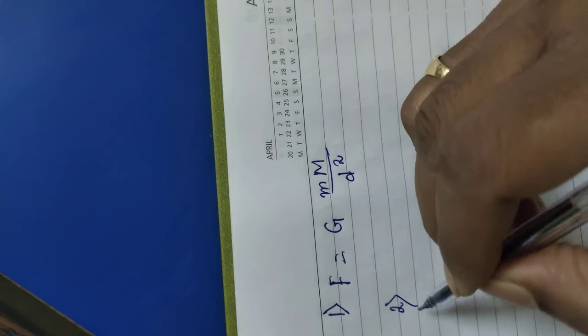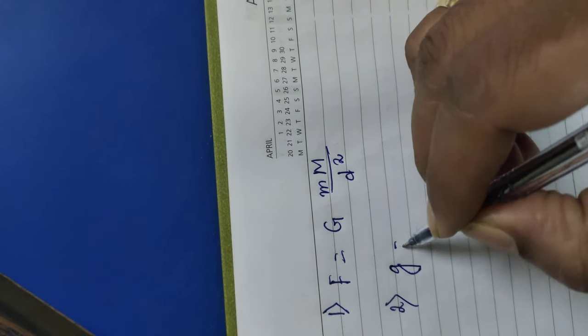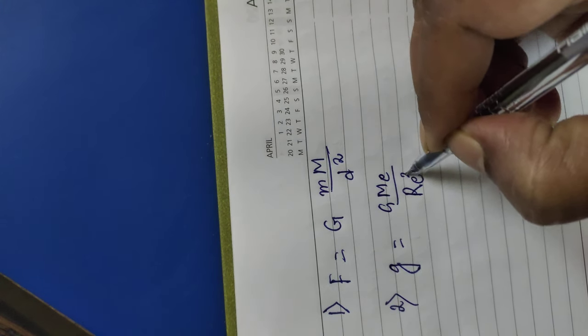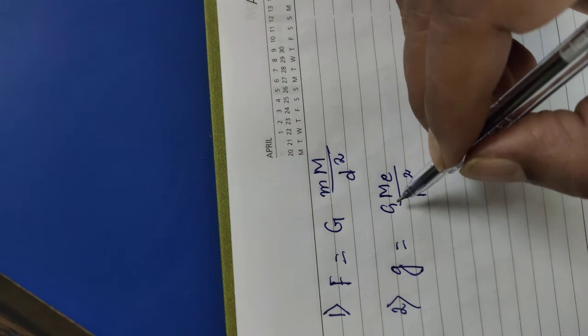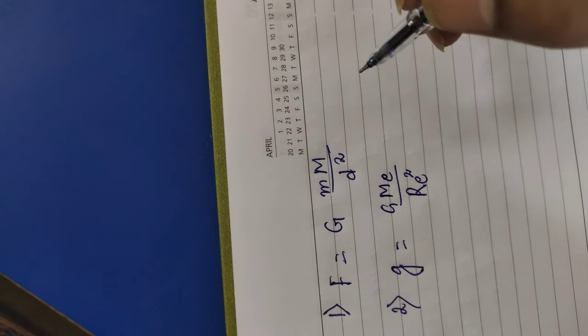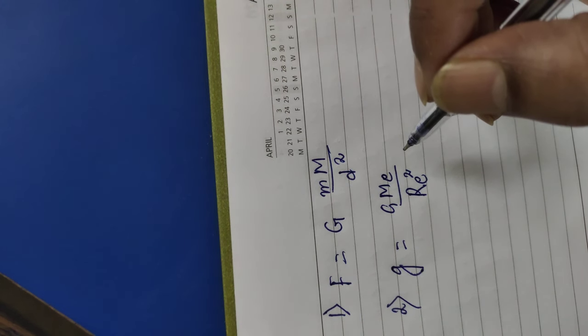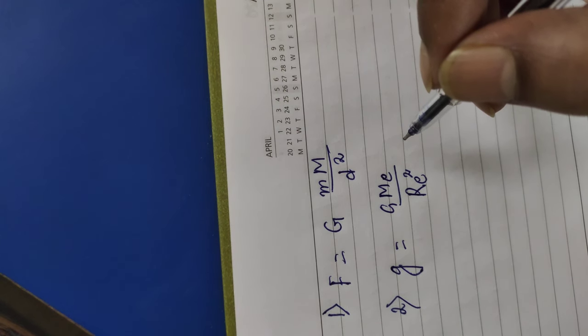And the second formula was that we have established the relation between small g and capital G, that acceleration due to gravity is equal to product of universal constant into mass of the Earth divided by radius of the Earth squared. And I told you that acceleration due to gravity does not depend on mass of the falling objects. Now today we will discuss some of the questions based on these formulas.